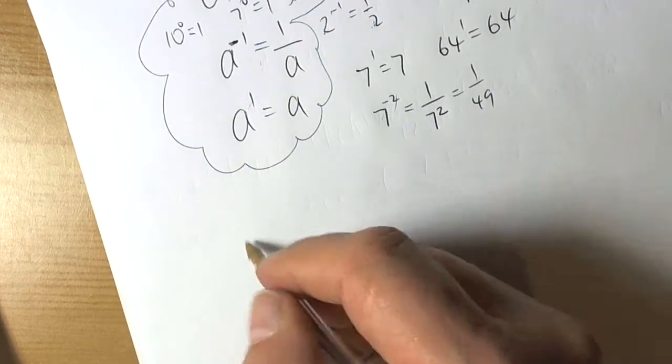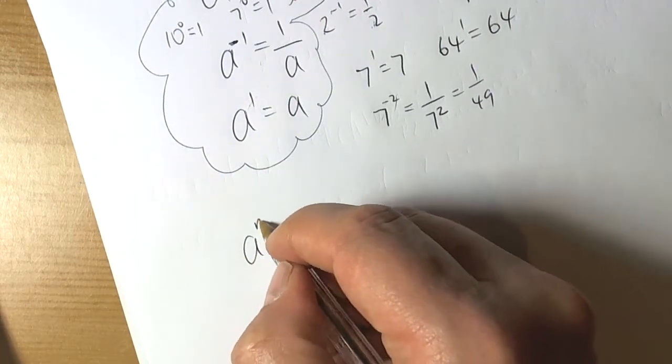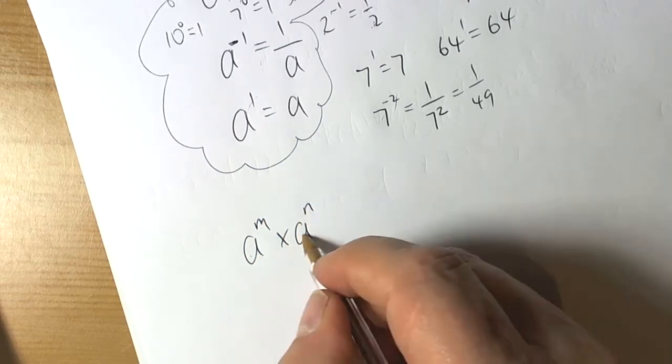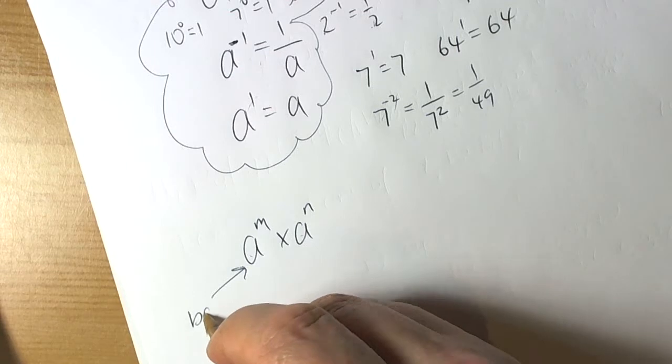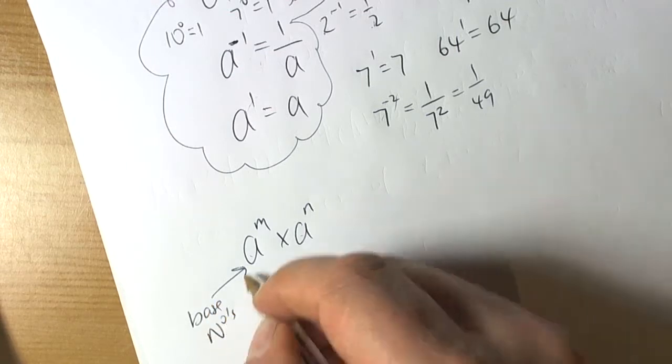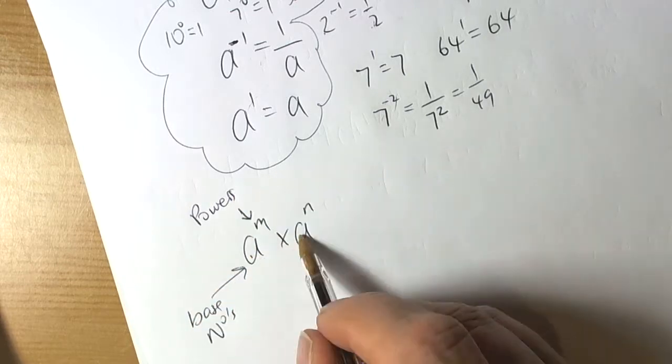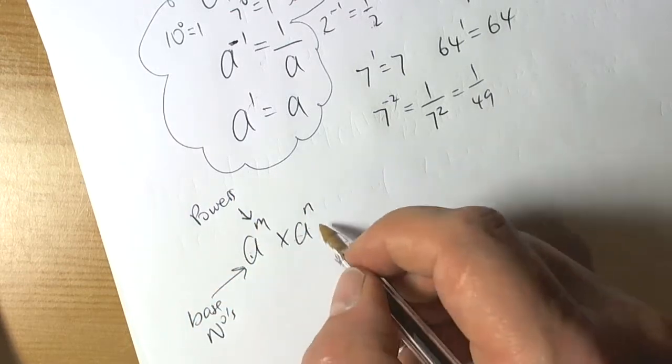The other rules of indices we need to work with are where we've got something that's being to the power of another number to the same base. Remember, these are called base numbers. These are called powers. So when we've got the same base numbers, then we can add the powers.